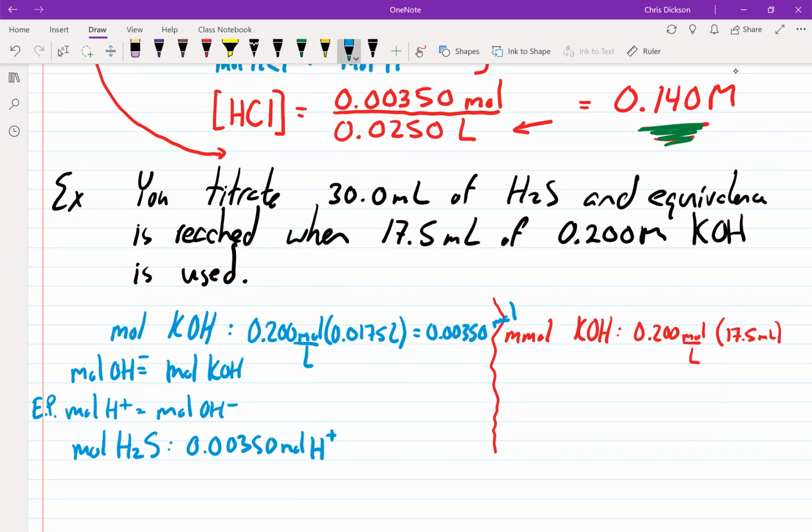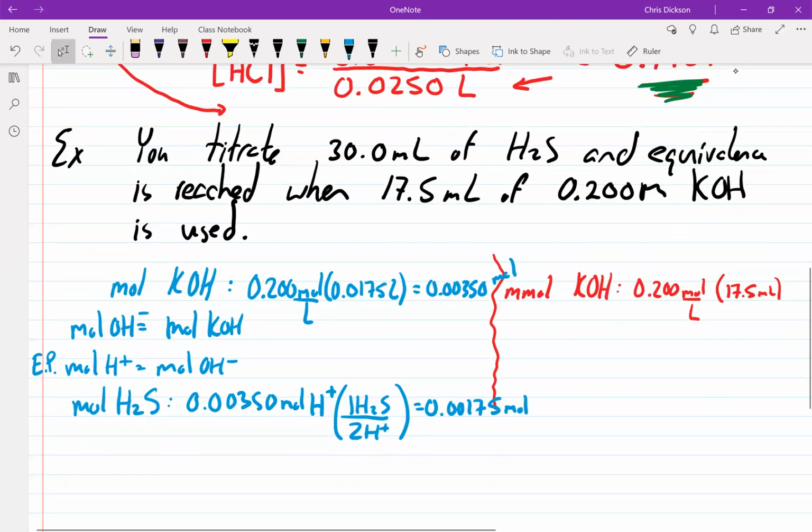So that's really what I want to write here. And now what I know is that for every one H2S, there are 2 H pluses. So I need to divide this number by 2. So that means there should be half the amount of acid as there is H pluses. So I divide that number by 2, and I get 0.00175 moles of the H2S.